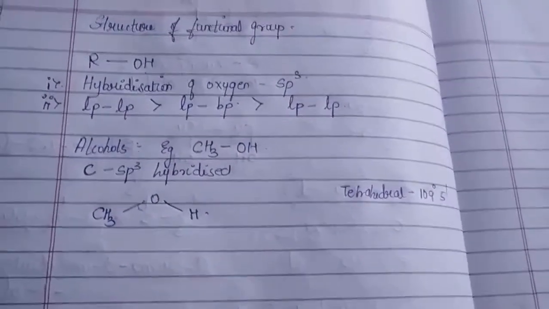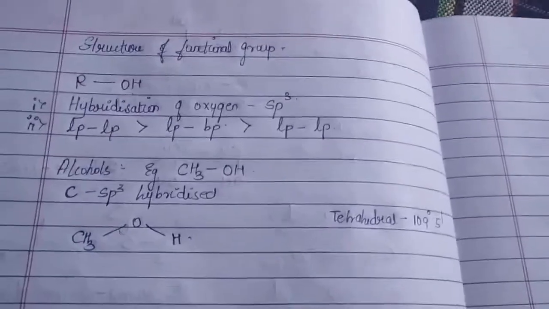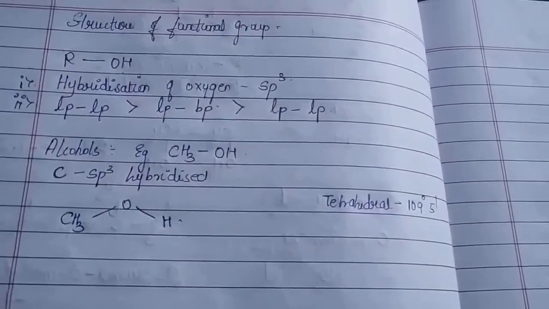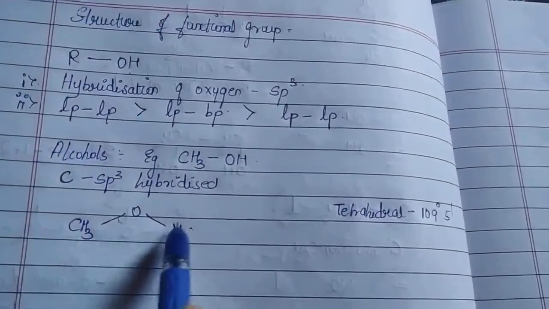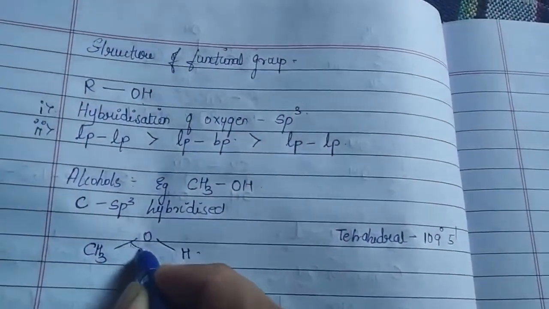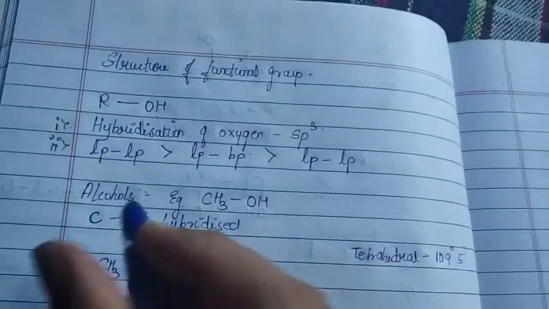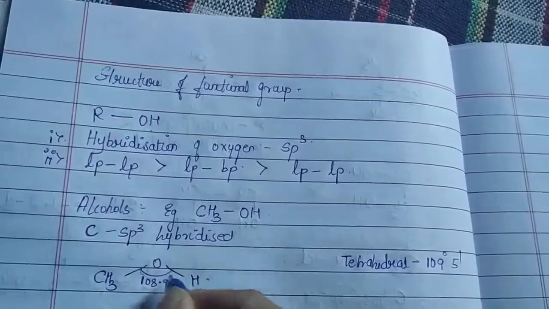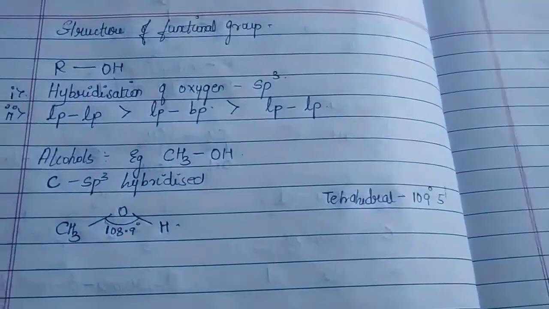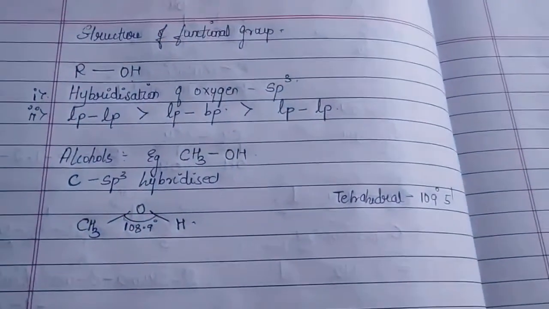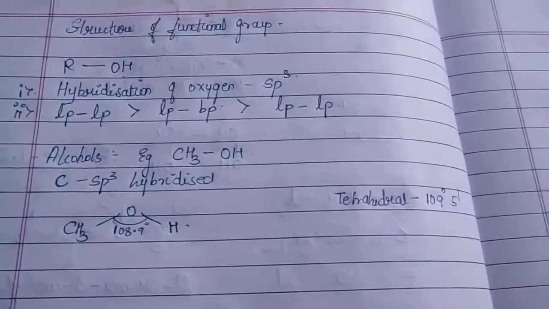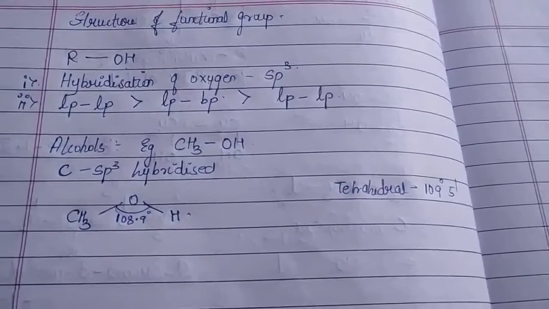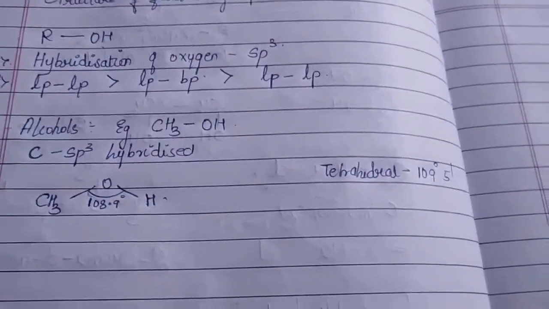But practically, when I have measured the bond angle between the C and the OH, I have observed the bond angle as nearly 108.9 degree. That is, in simple words, the normal bond angle has been reduced in the case of normal aliphatic alcohols. The question arises, why is it happening so?